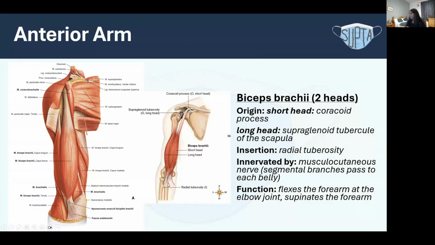So, important point again. It's innervated by the musculocutaneous nerve. Obviously, it's not just one nerve going through the muscle. It has segmental branches that pass on to each belly, which helps with the proper innervation. And again, it flexes the forearm at the elbow joint. Think of it: contracts, flexes. When people flex their biceps, that's the biceps in action. It's also responsible for a bit of supination.